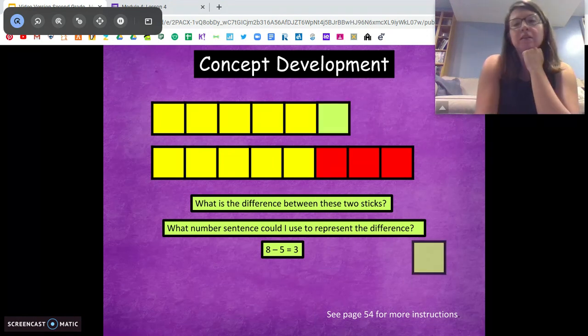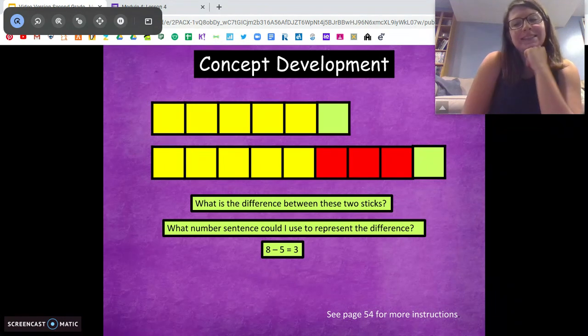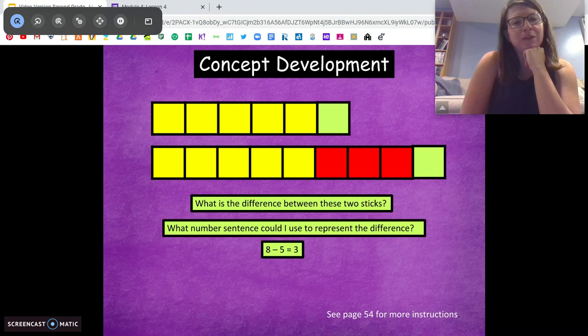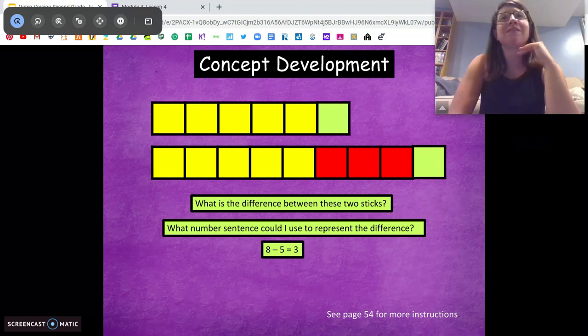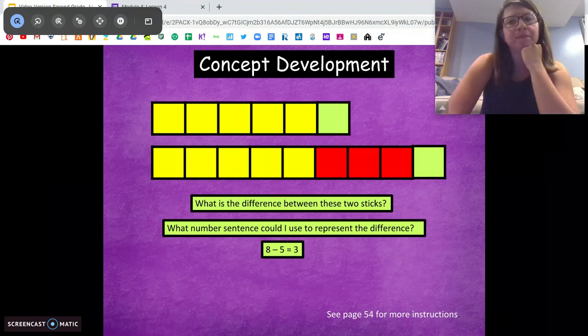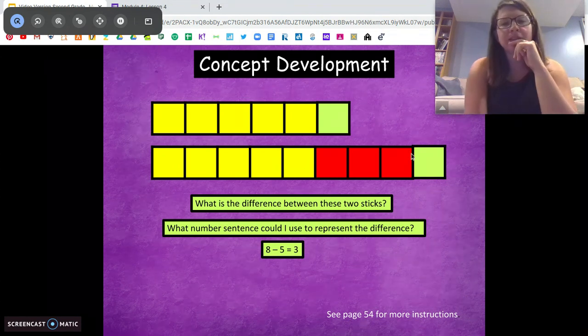So now I'm going to add a green cube onto each stick. When I did that, did the difference between the sticks change? I'm not asking if the length of the stick changed. I'm asking if the difference in the length, the difference in the size of the sticks changed. It didn't, right? I'm still missing 3.